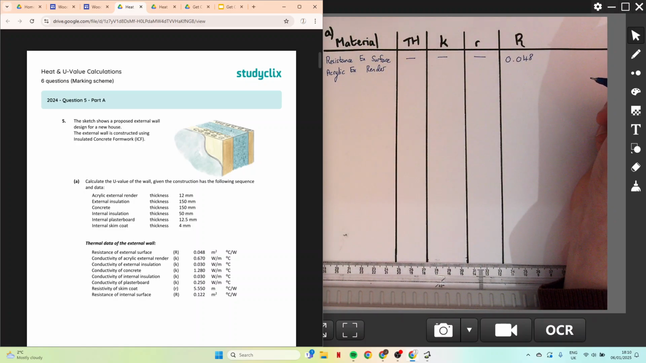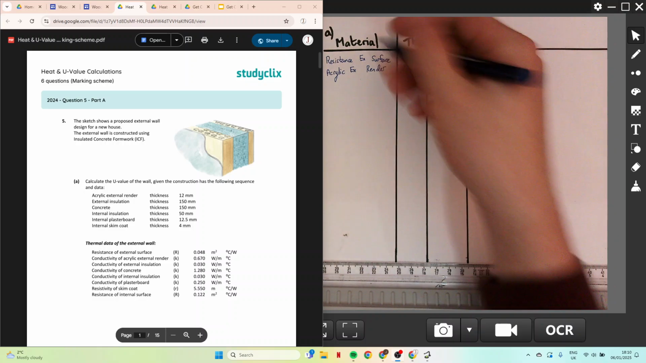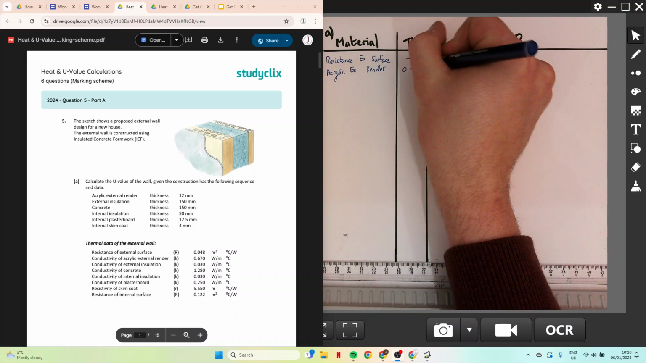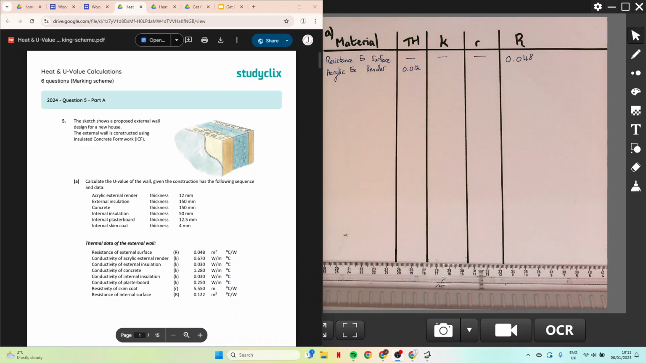External render. And this time I do have a measurement. So what I want you to do is have a quick look at A and look at an external acrylic render of 12 millimeters. So 12 millimeters in terms of my meters is going to be 0.012. You can do this on a calculator, or a very quick way I found to do any of this is add 2 zeros. Okay, so add 2 zeros to the front of it.